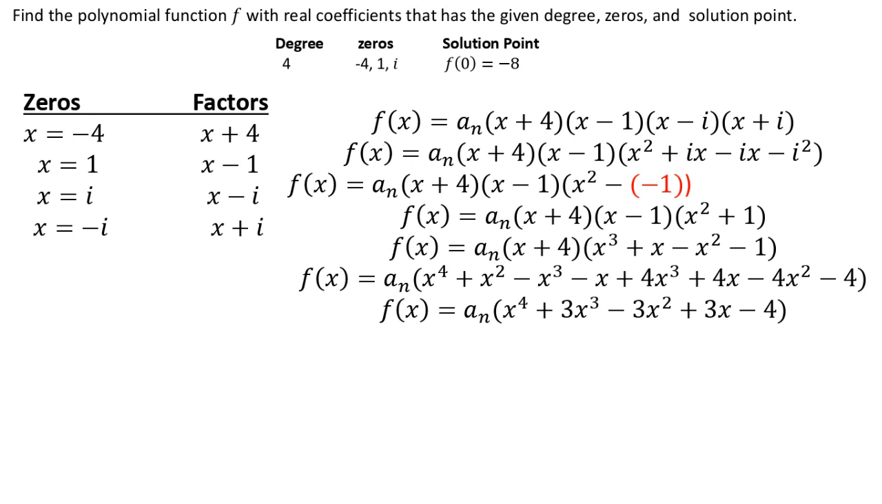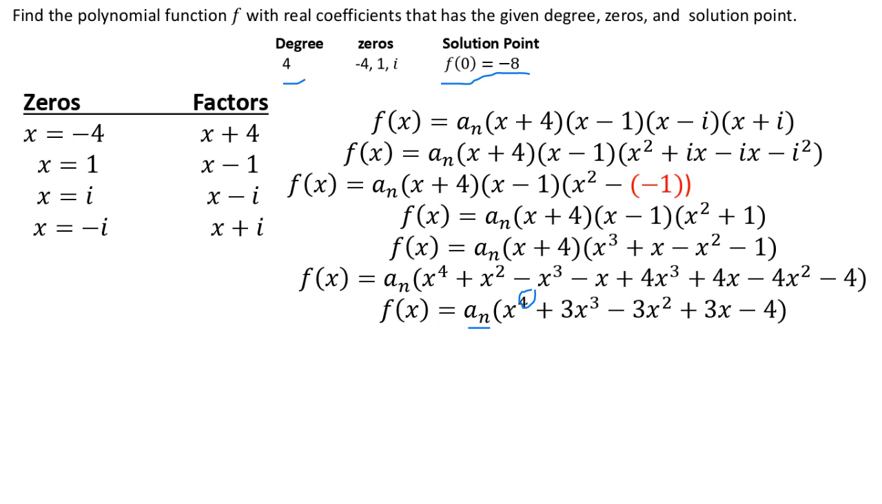Now, one thing you should notice, we have what we wanted. We have a polynomial of degree 4. That's what the problem has suggested. But now we need to find what is a sub n? How are we going to get this value? That's where we're going to use the solution point.